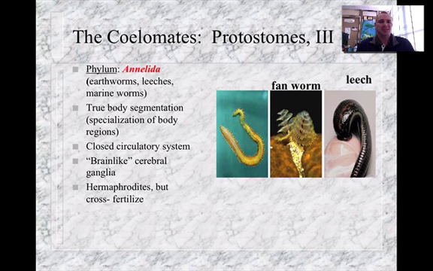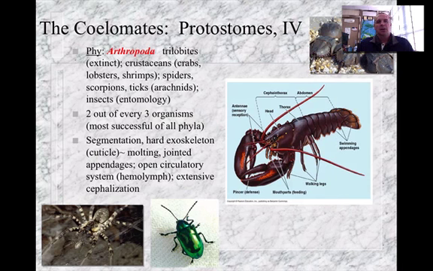The annelid, and anytime I think of annelid, I definitely think of worms. You got your earthworm, your leeches, your fan worms. They have a true body segmentation. Their body is segmented; it has lines. If you ever looked at an earthworm, you can tell it has segments in it. This segmentation represents specialization. They also have a closed circulatory system. They have a brain-like ganglia. And they're hermaphroditic, which means they have both male and female organs, but even though that's true, they usually do cross-fertilize.